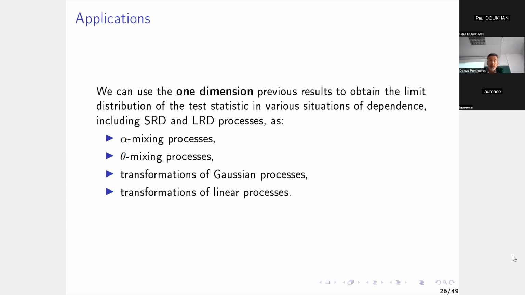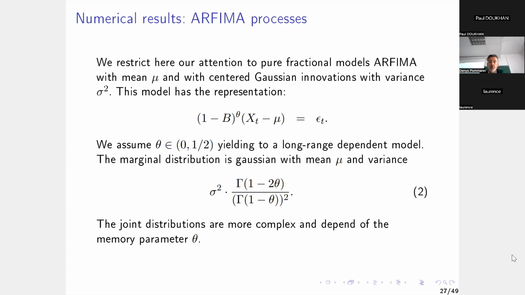What I want to show you now is just a numerical result, just before an extension to the case of K processes. This is Arfima processes, a pure functional model. It is defined as follows. Theta is not necessarily an integer, so this is a generalization of the Arima processes. And in the case where theta is between 0 and a half, this is a long-range dependence process.